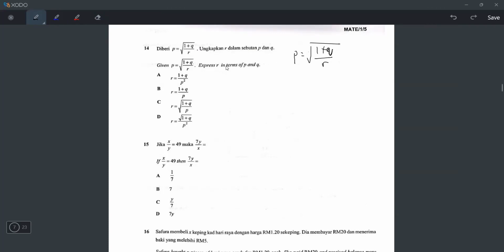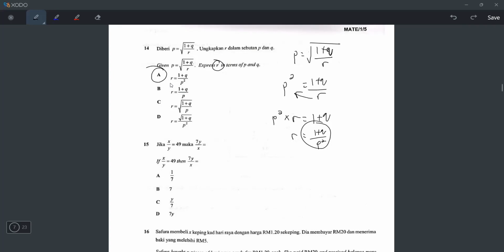Okay, I will show you how I do it. Express R, so I want R to be single, so I will try to move one by one slowly. The first thing I will pindah is the square root, so square root pindah jadi square, so I'm left with 1 plus Q over R like this. And then the next thing is I will hilangkan fraction. How to hilangkan? Just move the R lah. So it becomes P squared times R equals 1 plus Q. Now the answer for R is 1 plus Q over P squared. That's it. That's the answer.